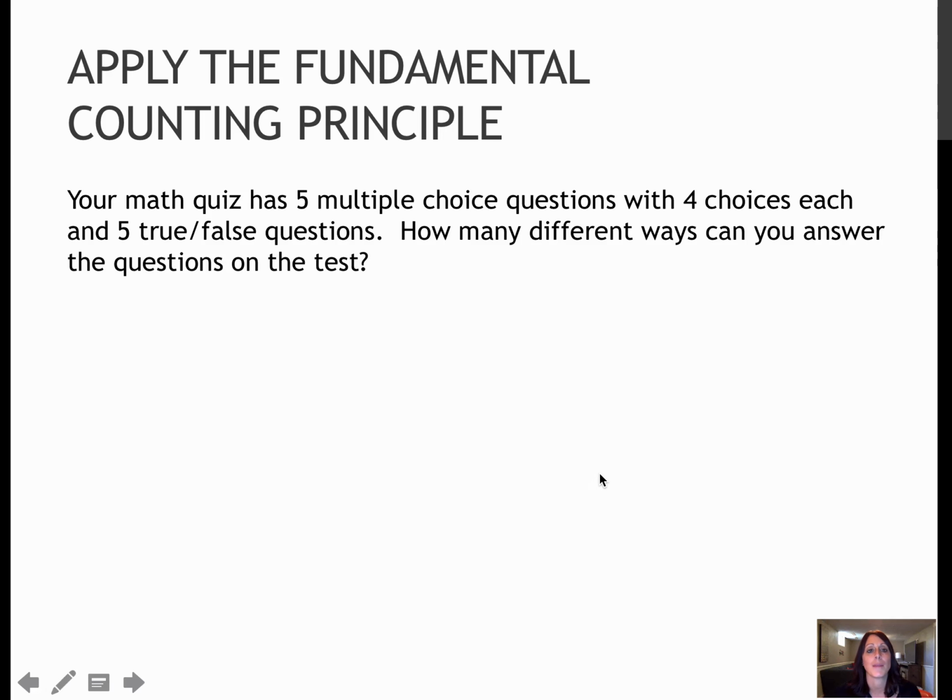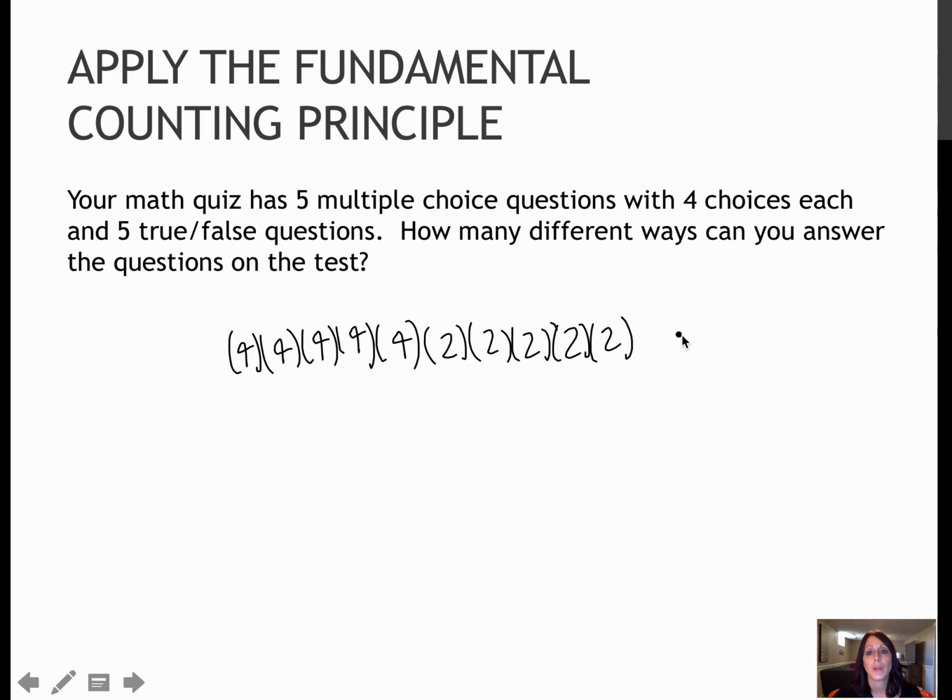Here we have a math quiz that has 5 multiple choice questions with 4 choices each, and 5 true-false questions. How many different ways can you answer the questions on the test? If you have 5 multiple choice, that means you have 4 choices, and 4 choices, and 4 choices, and 4 choices, and 4 choices. That's the 5 multiple choice. The 5 true-false are 2 choices each, and I have 5 of them. So I would multiply all of those together.